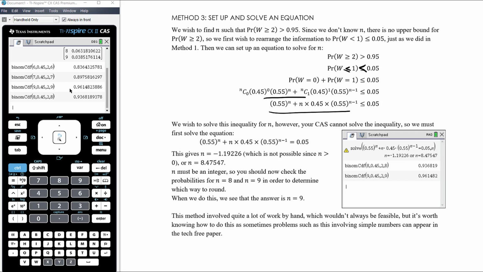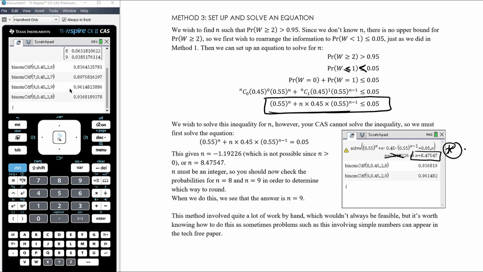Now, your CAS can't cope with that inequality. It's not very good at inequalities. It can't solve inequalities involving trig functions either. So you solve the equation equal to 0.05. So you'll see that in this first line of the CAS. Solve it equal to 0.05. Now, obviously, n is the number of times I'm going to play the game, so it clearly can't be negative. So we've got n is 8.475.